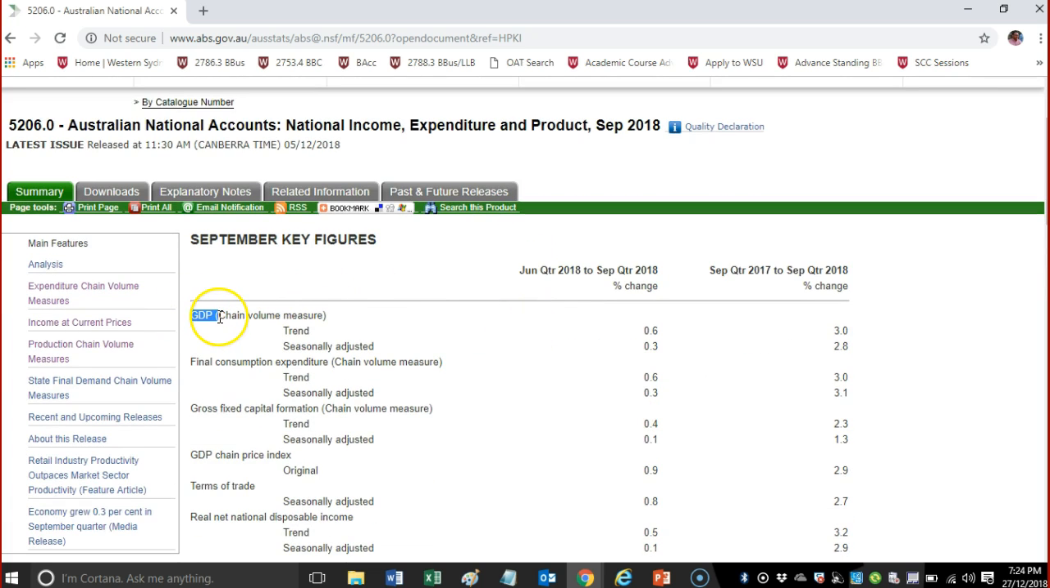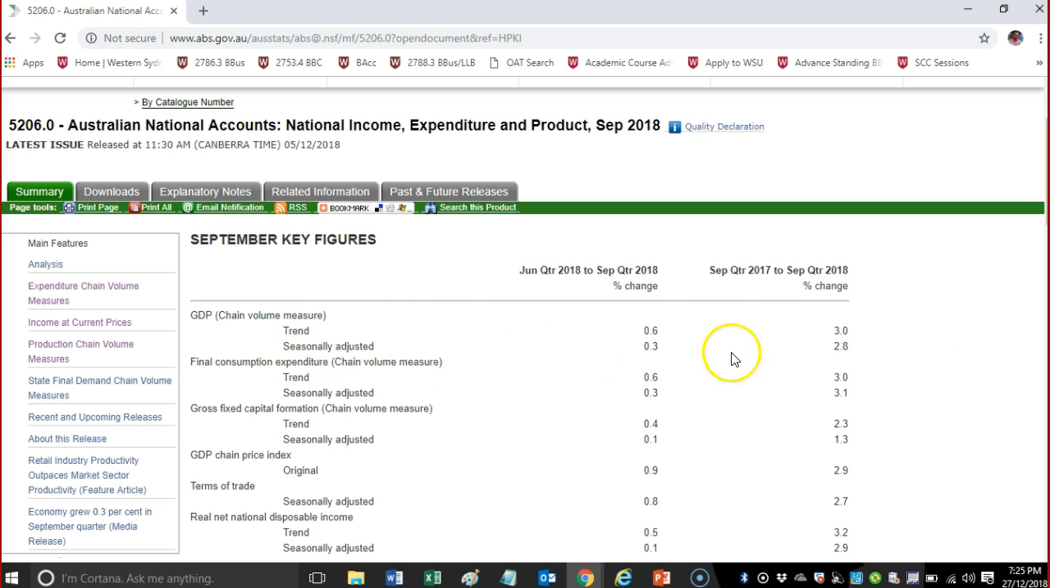Here we've got the GDP, chain volume measure. So this is measuring real GDP, so it's measuring the volume of the increase in output produced in the economy, and we're looking for it over the course of a 12-month period. So then we've got the June to September, 0.6, but we're not interested in that. We want over the course of 12 months. So from September 2017 to September 2018, that's what we want. And it's 3% change. So we would say that's the trend rate, 3%.